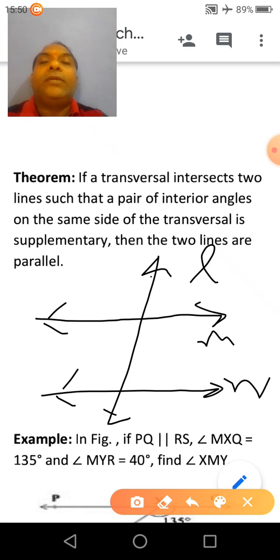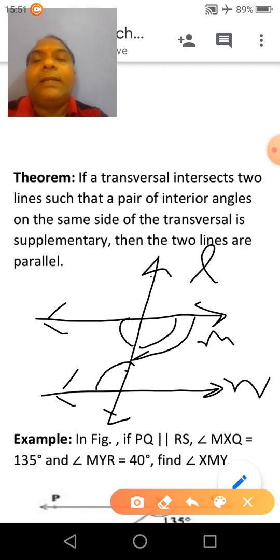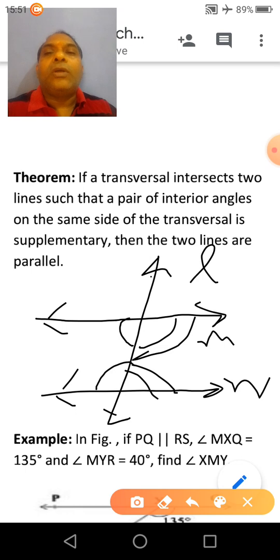Clear? So according to this theorem, if interior angles on the same side of the transversal are supplementary, means the sum of this angle and this angle, these are interior angles, and these two angles are on the same side of the transversal, if the sum of these two angles is equal to 180 degrees, then line M will be parallel to N, or the sum of this interior angle and this interior angle is equal to 180 degrees, or these two angles are supplementary, then lines M and N will be parallel. Clear?